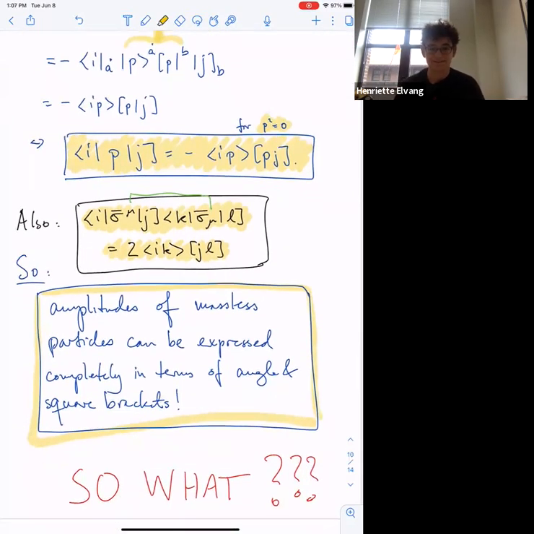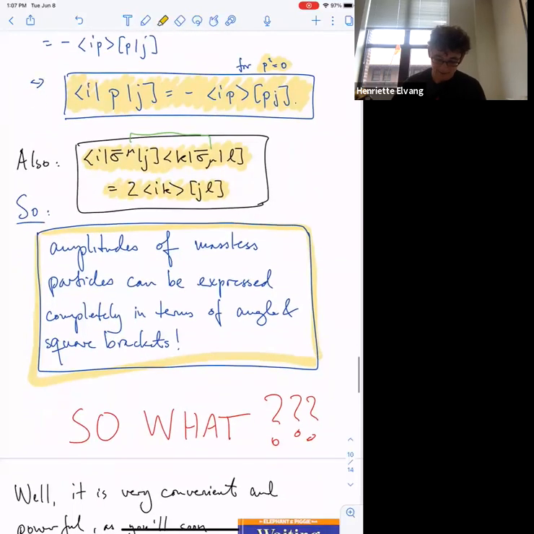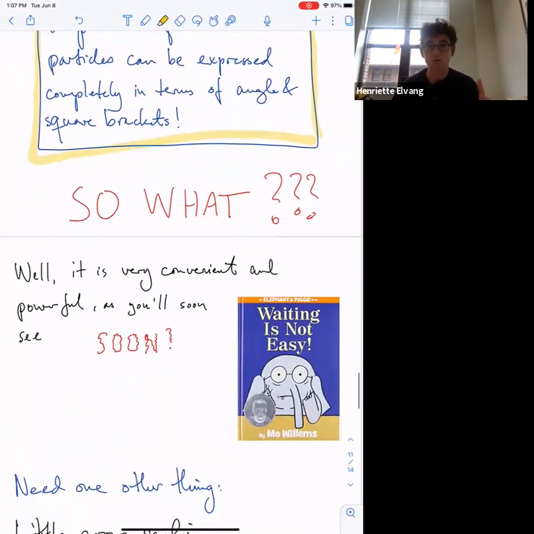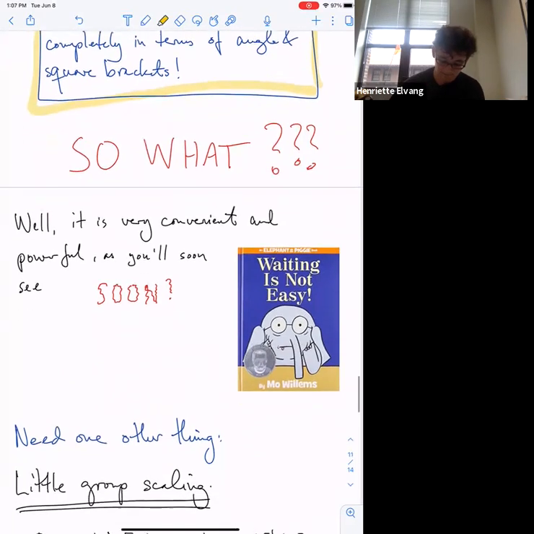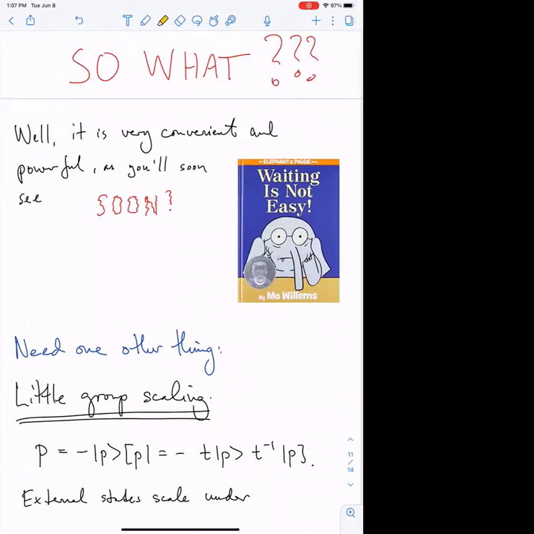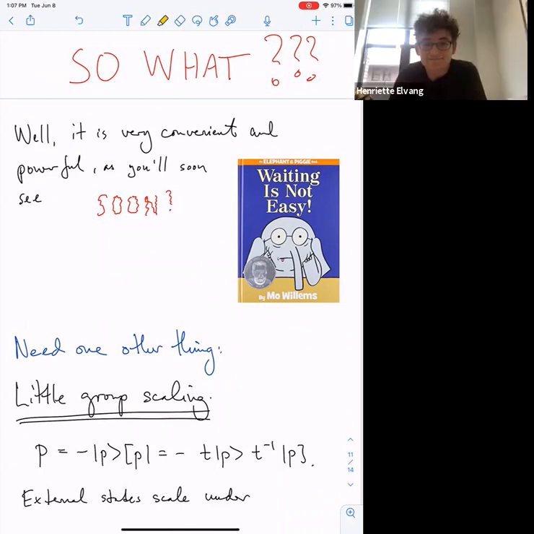But so what? Okay, why is this even useful? Well, it turns out that this is very convenient and very powerful, as you'll soon see. Now we're still on the plane for a little bit longer, but there's just one more thing we need before we're at the lovely beach on our vacation. That thing is actually pretty cool. It's called the little group scaling. Before I mention it, are there any other questions so far? I know this is sort of a speed introduction. We were on a jet plane.